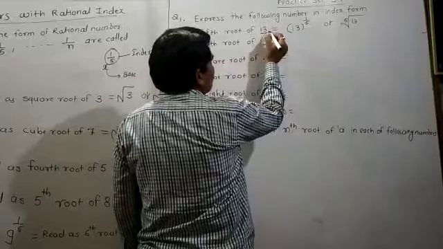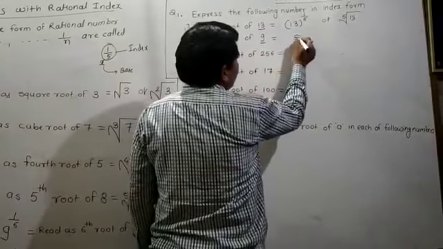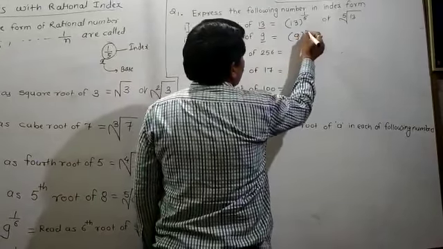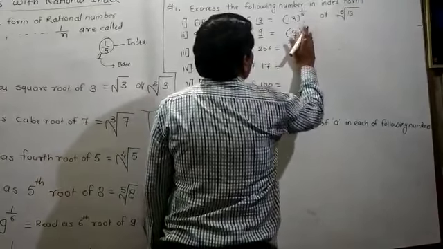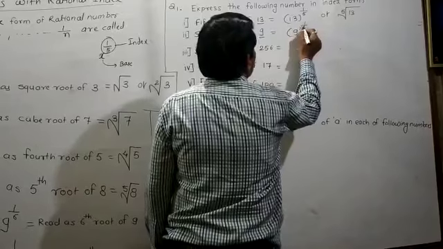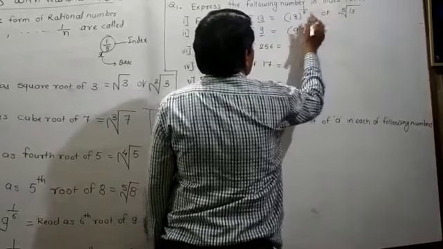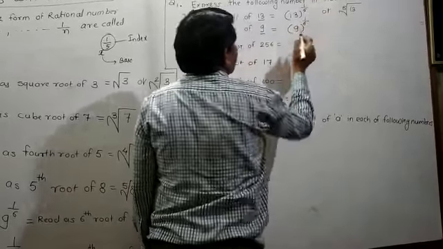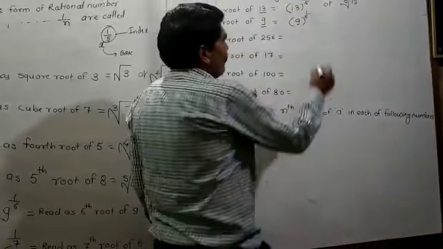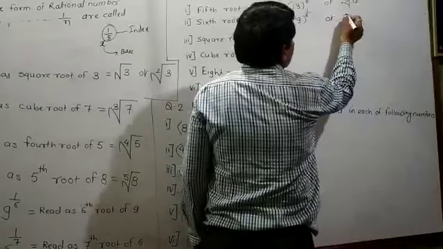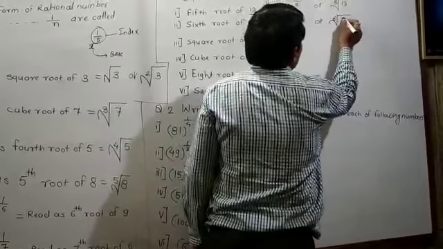This 13 is the base. In this way, here 9 is the base. So 9 raised to 1 upon 6. You will say this one is the 6th root of 9, or you will write it like this, the 6th root of 9.